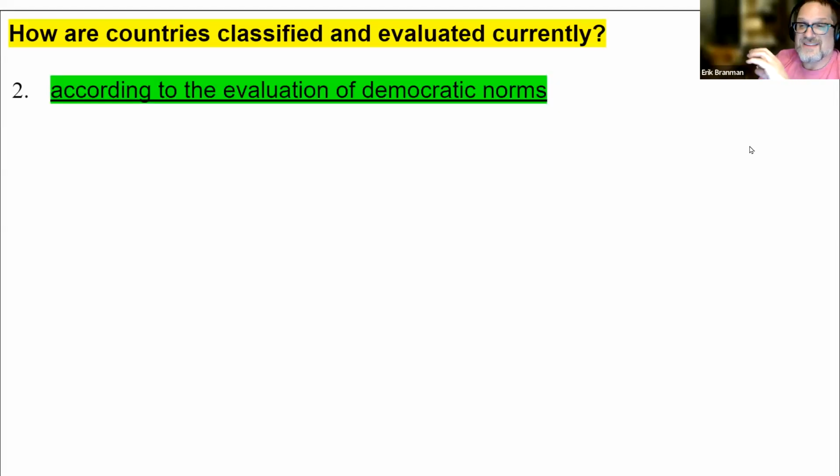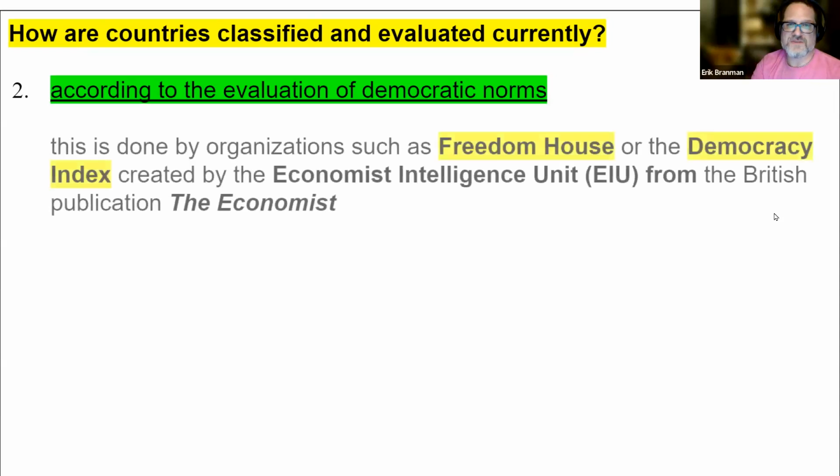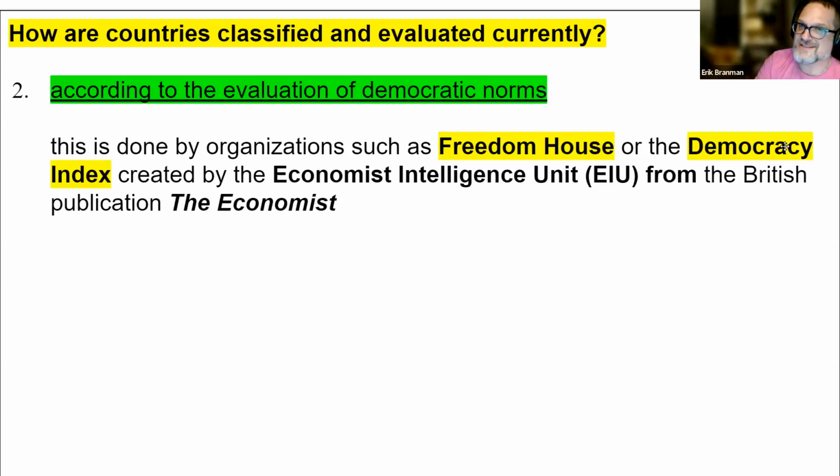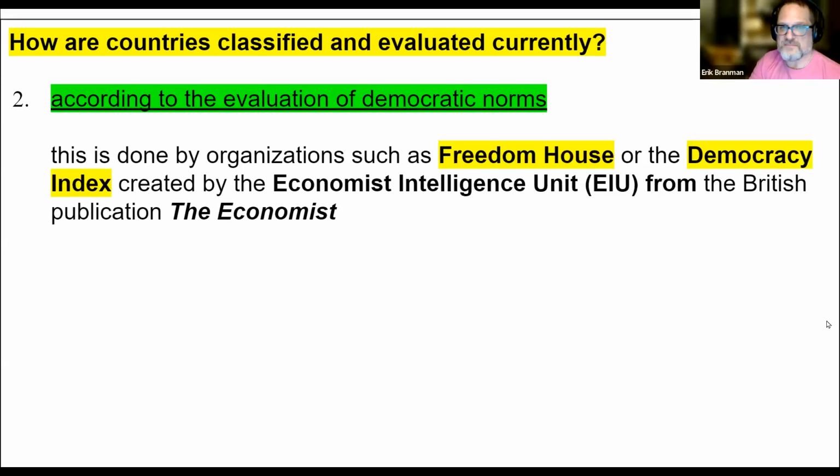Second area, other than economics, democratic norms. And folks, you need to know these aspects of democracy. We talked about this at the very beginning of the year. So you need to be able to identify at least 3 or 4 specific democratic norms. We've talked about Freedom House. We'll look at those shiny charts later. There's a link if you want to take a peek now.